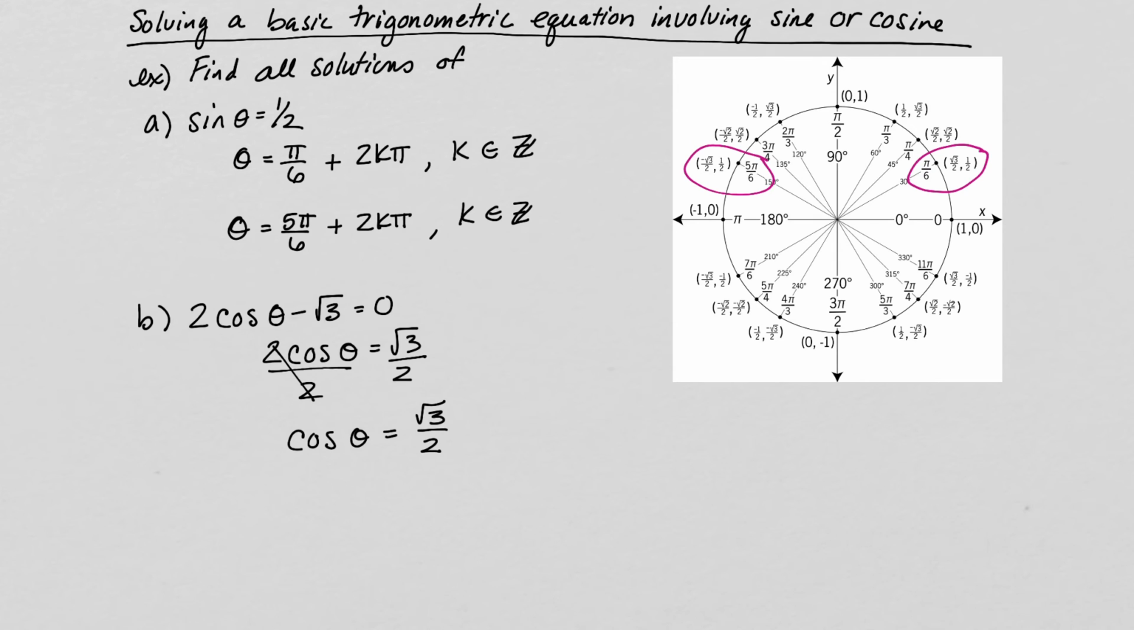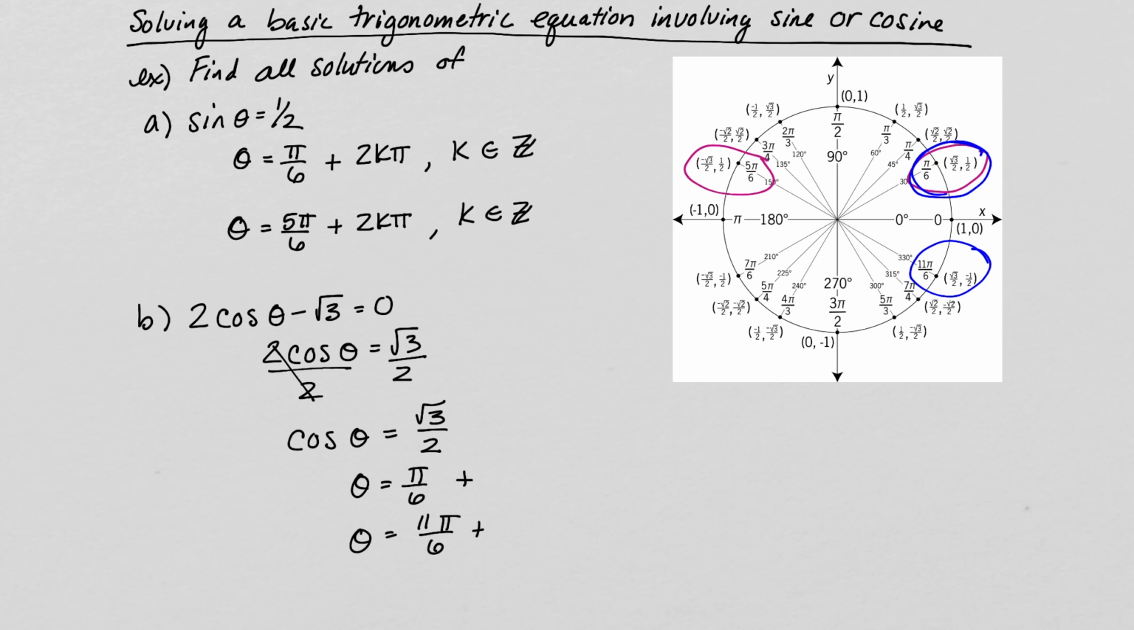So I'll do these in blue here. So if we're looking for where the cosine, so where the x value is root 3 over 2, one of the places happens to be here again at pi over 6. The other place we're looking for x, this time being root 3 over 2, is here at 11 pi over 6. So that's what I'm going to start with. I'm going to start with theta is pi over 6, or theta is 11 pi over 6.